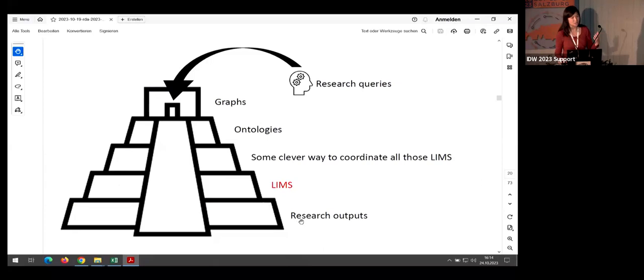It lives very close to the places where data is generated. And then I think of the people who do ontology and knowledge graphs, they're really way up there in the level of abstraction. And I think what we're missing right now is some middle layer, some clever way to coordinate all of those LIMS activities.